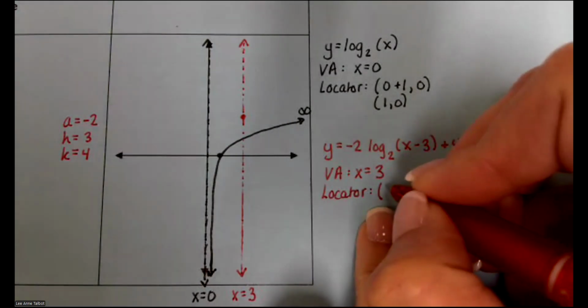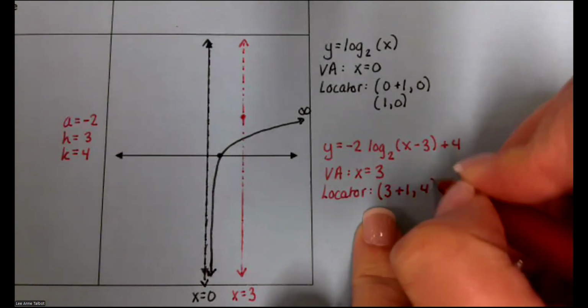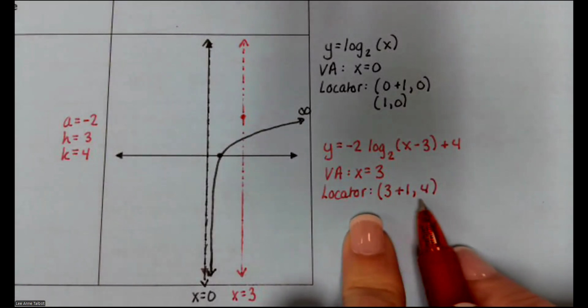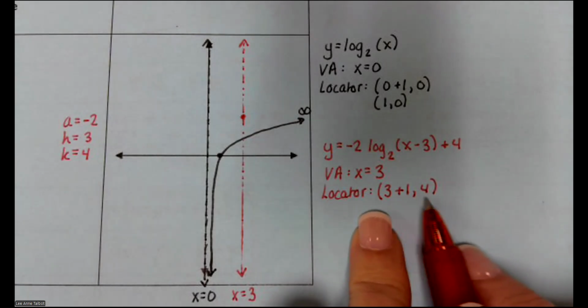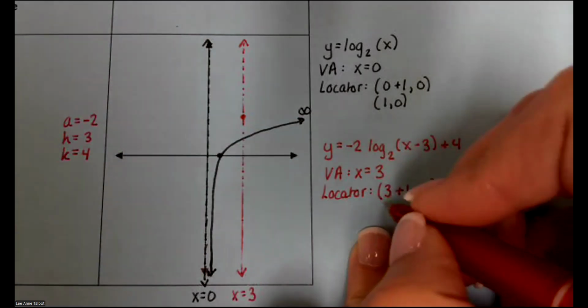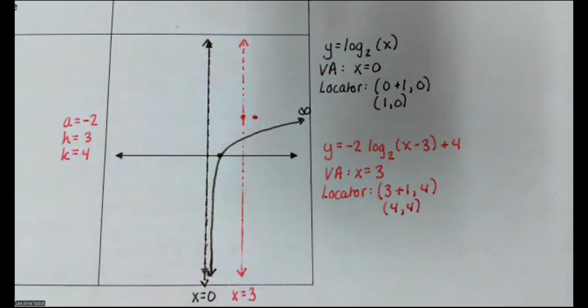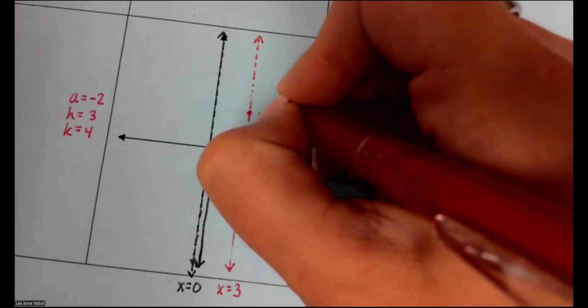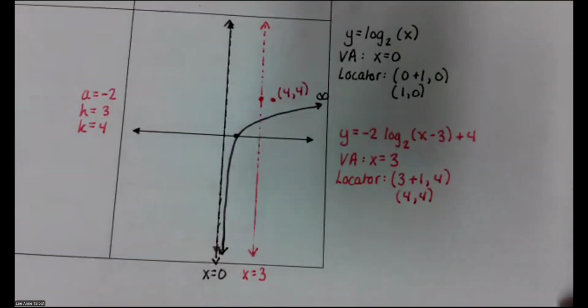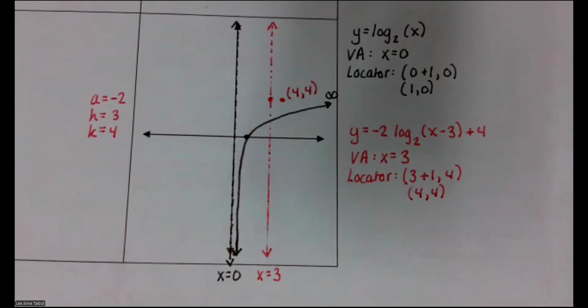Okay. 3 plus 1 comma 4. Does this make sense? H plus 1 comma K? Yes? Yeah. So your locator point's actually 1 over from where you would think it is. Because it can't be on the asymptote. Can't touch the asymptote. It's hot. Lava. Can't touch it. Nope.